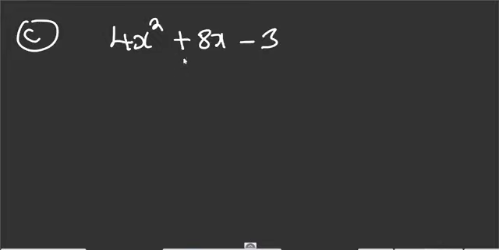So this is our third one. For the third one, we have 4x squared plus 8x minus 3. You can notice the difference here. The difference is that here the coefficient of x squared is a 4. Now this one can be expressed in the form a(x plus h) squared plus k, in this form.